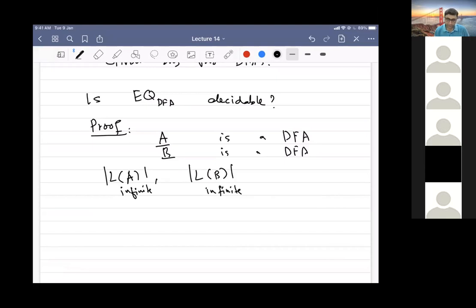Since there are infinitely many strings which are in the language, and infinitely many which are not, in order to test if these machines accept exactly the same language, we need to enumerate all possible strings one by one, send them to these machines, and wait forever. Because it is infinite, we need to wait forever before we exhaustively test every possible string. If it takes forever to give us an answer, this is no longer decidable, but only Turing recognizable. So the answer to this question is still yes, EQDFA is decidable, but this is not the correct proof. We need to think about something else.